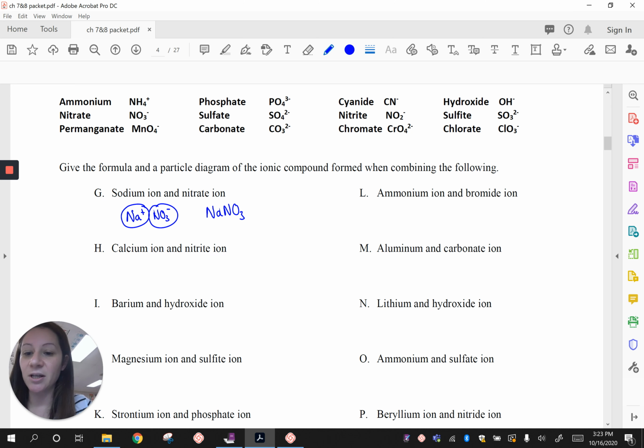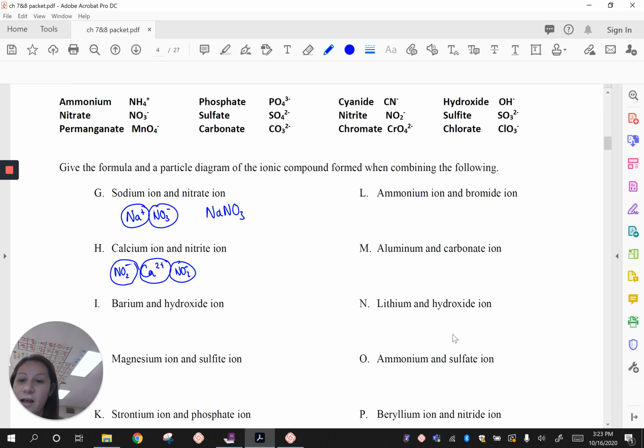Let's look at the next one: calcium ion and nitrite ion. Calcium ion is Ca with a 2+ because it's in group 2. Nitrite is right here, NO2 with a minus. Now, is this neutral? It is not. We have a +2 and we have a -1. So what do we do? We need another nitrite. So draw another nitrite, NO2 with a minus. And now we have 2 minuses and 2 pluses, so that is neutral.